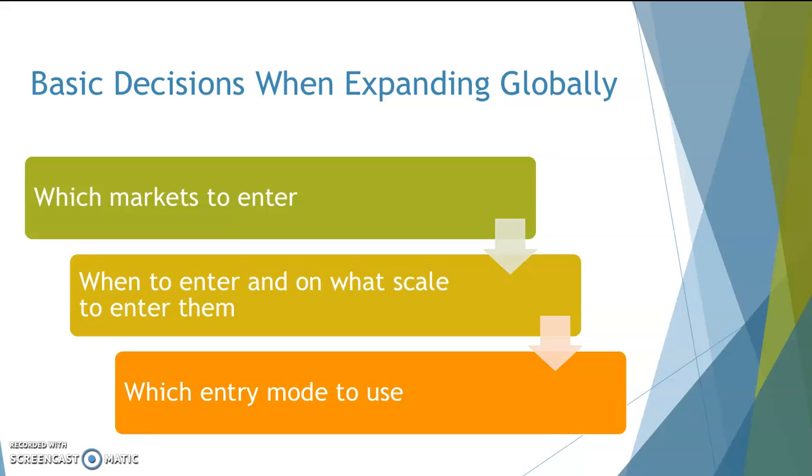The three decisions that a firm has to make when they initially decide to expand globally include which markets to enter, when to enter them, and on what scale, as well as which entry mode to use. Today we're going to focus on the third decision. There are 6 entry modes that we're going to talk about, and we're going to talk about the pros and cons of each one.